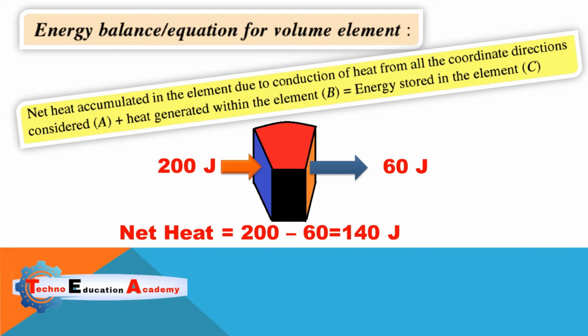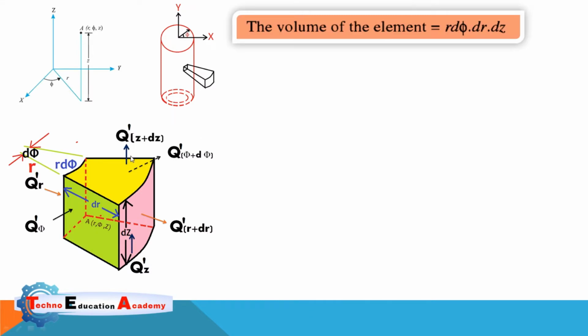First of all we will calculate term A, then we will calculate B and C, and finally we will put in the values of A, B and C, and we get the equation for general heat conduction in the cylindrical coordinate system. We have already discussed that the dimensions of the element are dz, dr and r into d phi. So the volume of the element is r into d phi into dr into dz. It is the volume of the element of the cylinder.